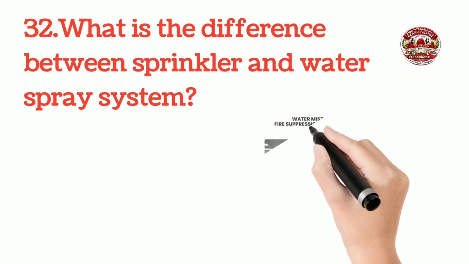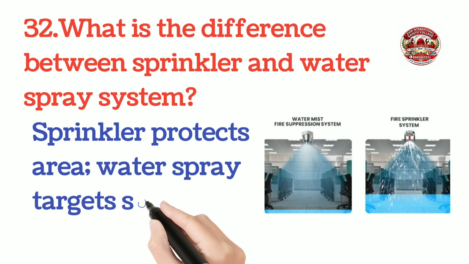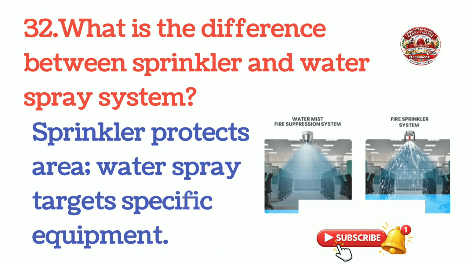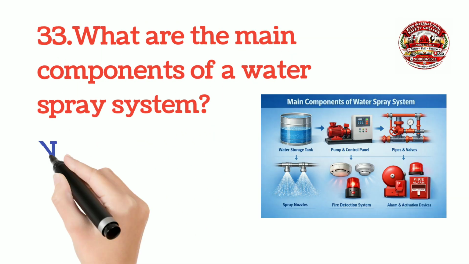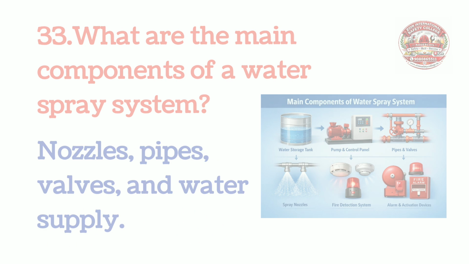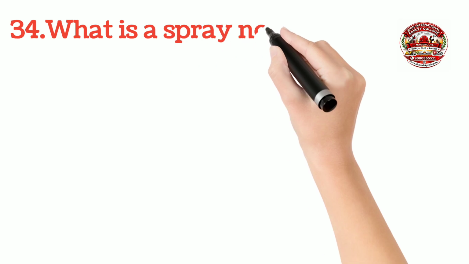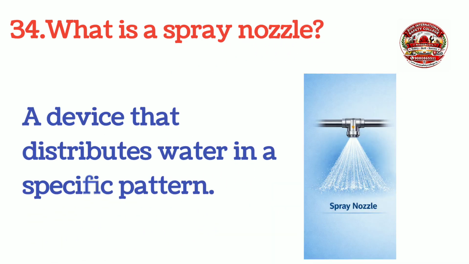What is the difference between sprinkler and water spray system? Sprinkler protects area. Water spray targets specific equipment. What are the main components of a water spray system? Nozzles, pipes, valves, and water supply. What is a spray nozzle? A device that distributes water in a specific pattern.